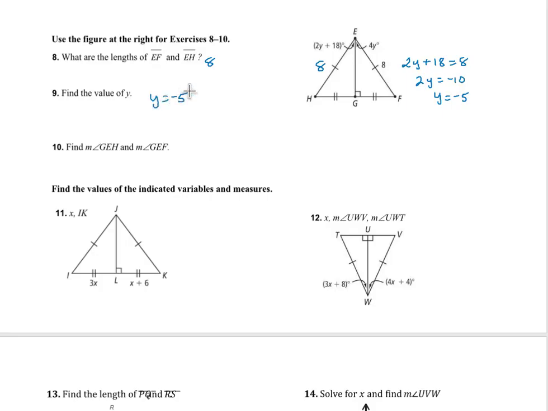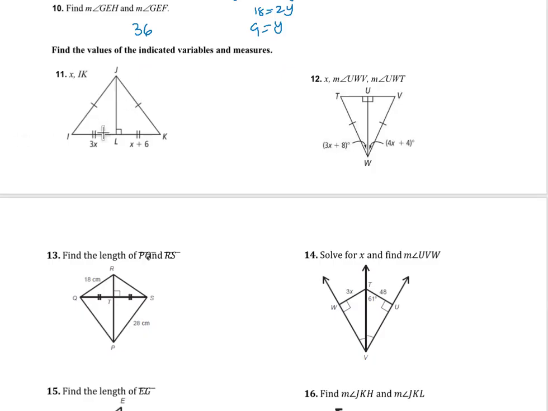regardless of what I have for the work on this. Y actually is 9. 2y plus 18 is equal to 4y, and then you simplify. And then GEH and GEF are all going to be 36. Oh, so I redid 9 is equal to y on that one.